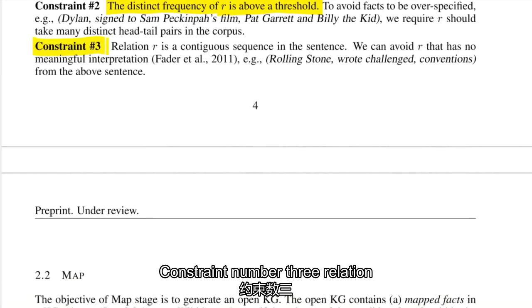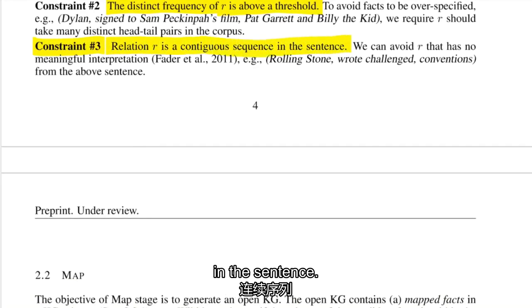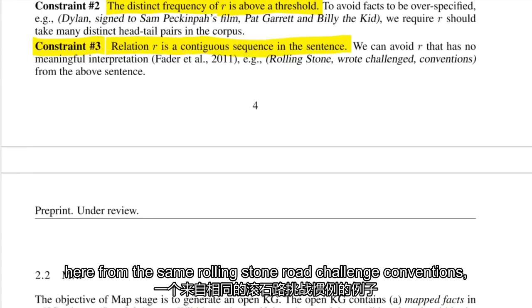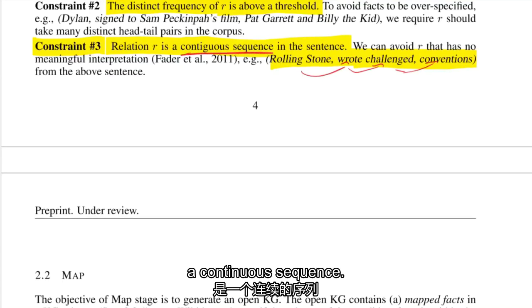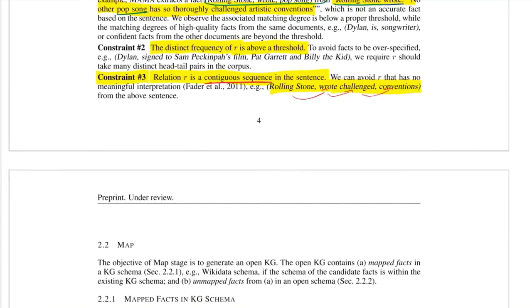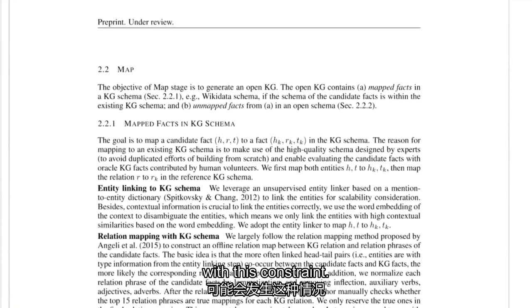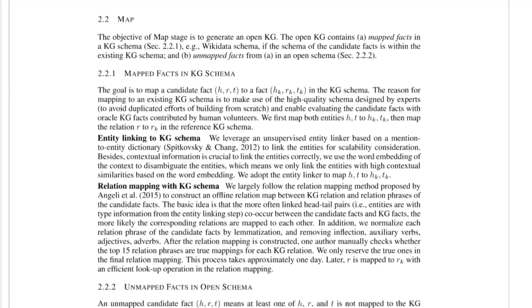And constraint number 3: relation R is a contiguous sequence in the sentence. Okay, so they have an example here from the same Rolling Stone wrote challenged conventions, which the language model would like to extract, because in the context of that sentence, these words jump to each other in the attention matrix because you can predict them from each other very well. But they say this must be a contiguous sequence. So what I said before, I said this could happen. With this constraint, they exclude it.